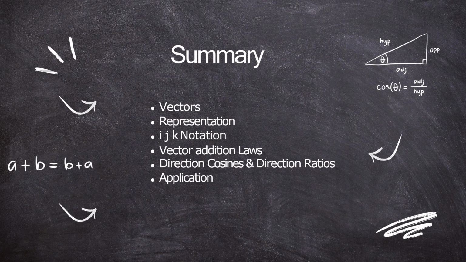To summarize, we have learned what a vector is, its representation, and the main notation, which is IJK notation. Then we learned the laws of vector addition, which are the triangle and parallelogram laws. And later we learned direction cosines and ratios, and some of the applications. I hope you understood what we discussed.